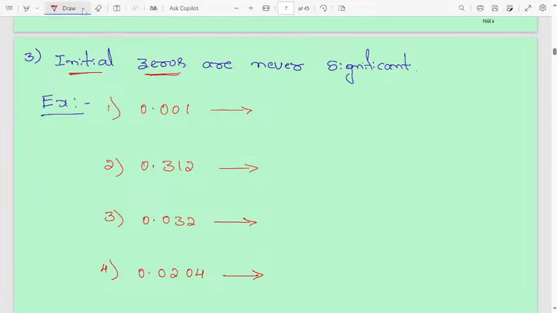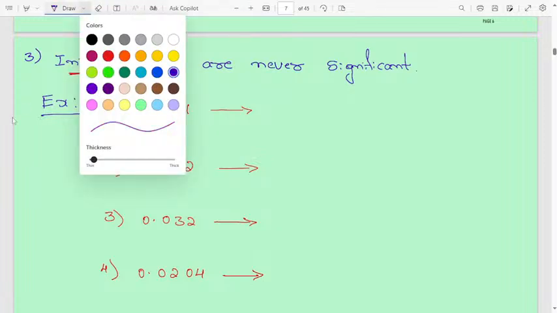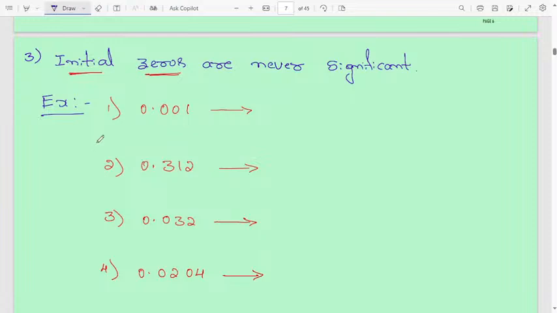Which ones can we consider as initial zeros? See, these three zeros are initial zeros. This one is an initial zero. These two zeros are initial zeros. These two zeros are initial zeros. Initial zeros are never significant. We will not consider the initial zeros. Then what is the significant value? Only this one is significant. One significant value.